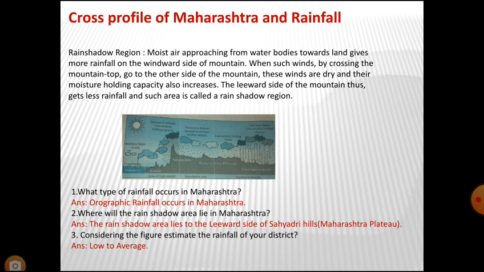Children, the other name for the Sahyadri Hills is the Western Ghats, and it is in the Maharashtra plateau. The Western Ghats or Sahyadri is a mountain range that covers an area of 1,40,000 square kilometers. And the third one is, considering the figure, estimate the rainfall of your district. So in a Maharashtra district on the leeward side, that means less rainfall. So the answer is low to average.